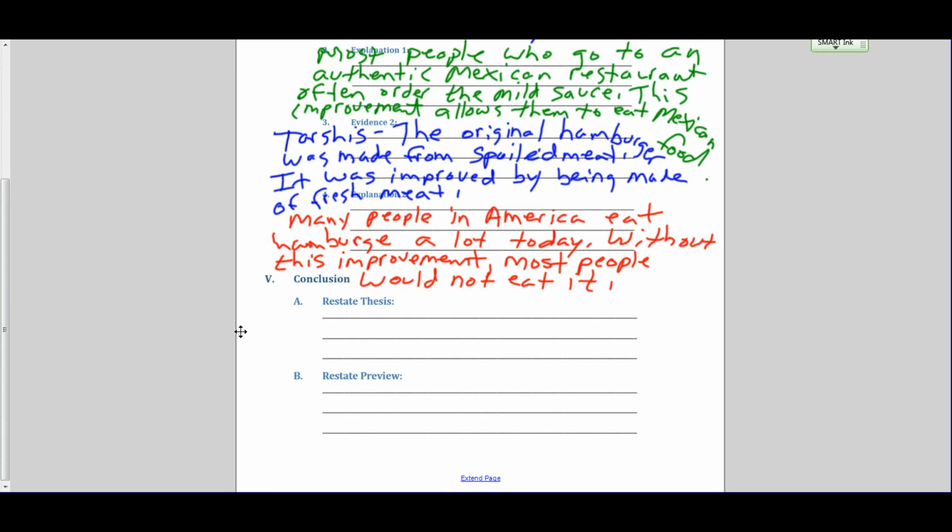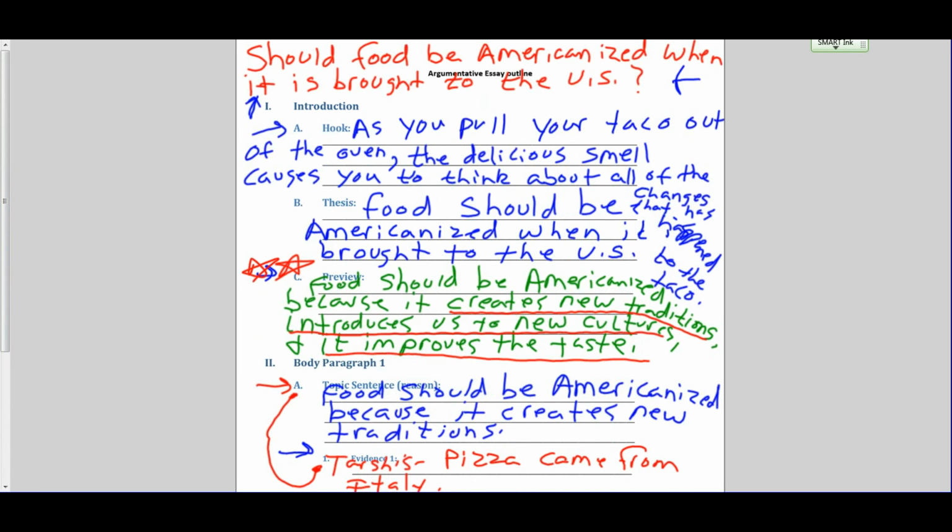Now I'm ready for my conclusion. My conclusion is probably one of my easiest paragraphs because it's already written for us. A lot of our conclusion comes from the introduction paragraph. So the first thing I need to do is restate my thesis. And in order to do that, before I even restate it, I need to come up with one of my conclusion starters. This is in your interactive notebook.